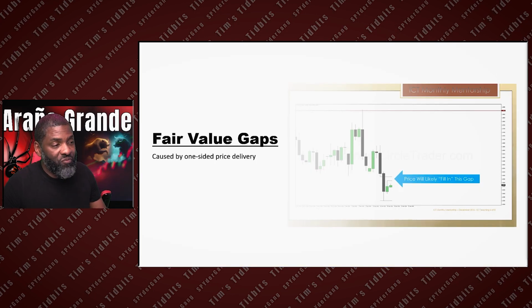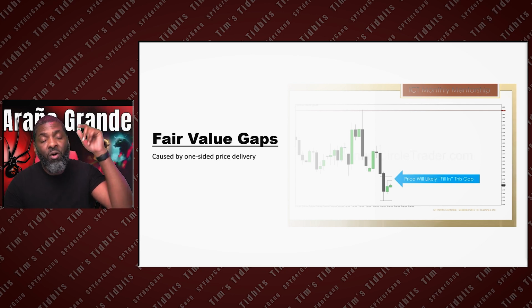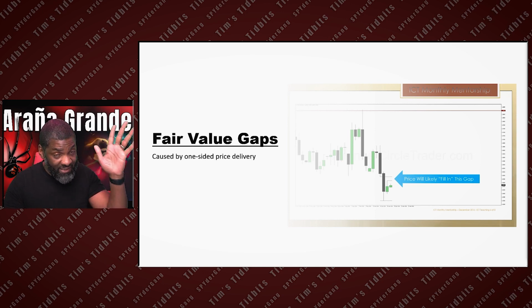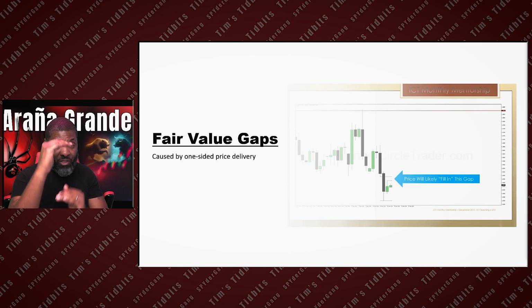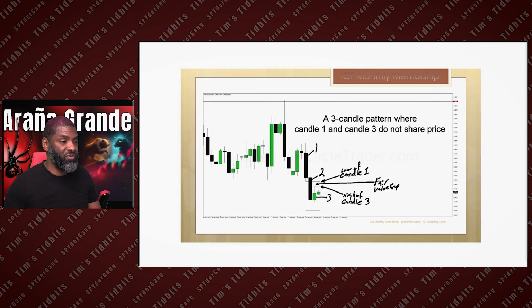Quick review. Fair value gaps are caused by one-sided price delivery, right? Buy-side delivery or sell-side delivery, not liquidity, not buy-side liquidity, not sell-side liquidity. Buy-side delivery, meaning moving only up, and sell-side delivery, meaning moving only down during a certain period. That's what causes fair value gaps.